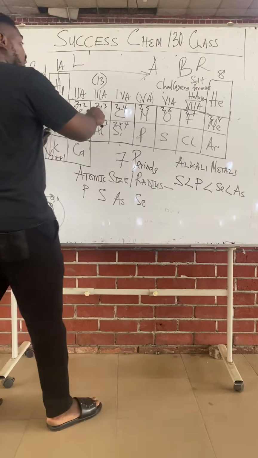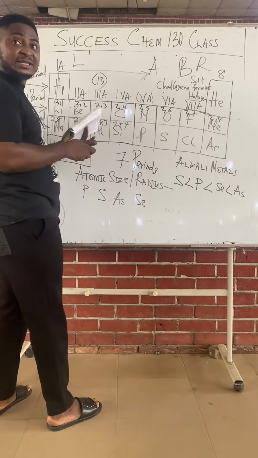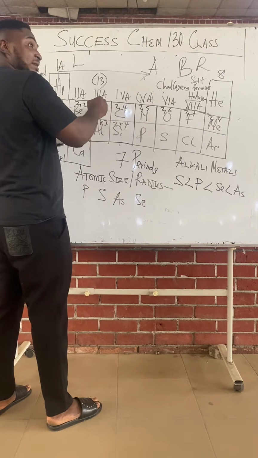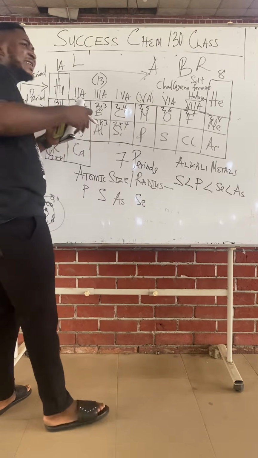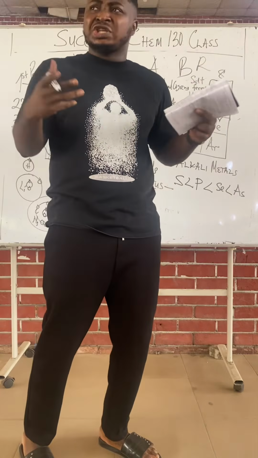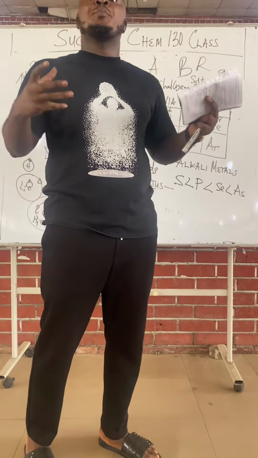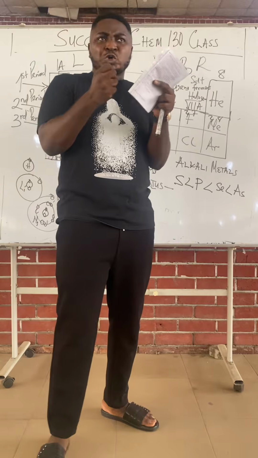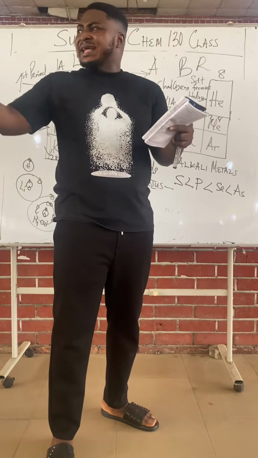Class, someone that has 2, 3 and someone that has 2, 4, they have the same number of shells, right? But this one has more electrons than this. So there's more electron density. The higher the electron density, the more the electron constriction, the greater the electron pull. And the greater the electron pull to this nucleus, the smaller the atomic size.